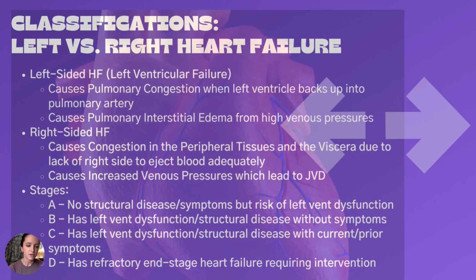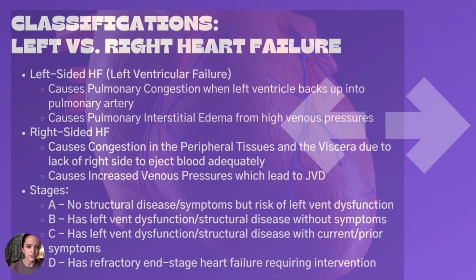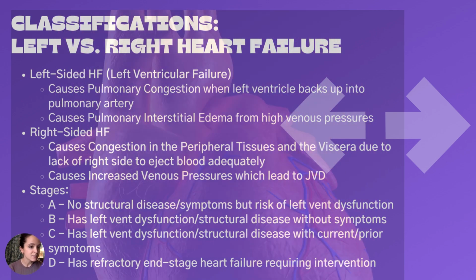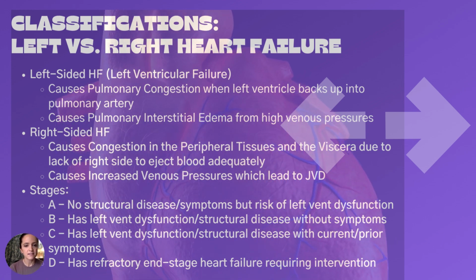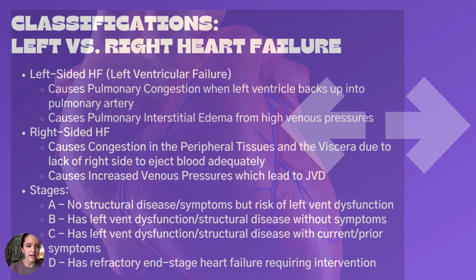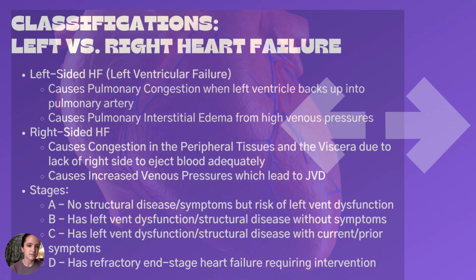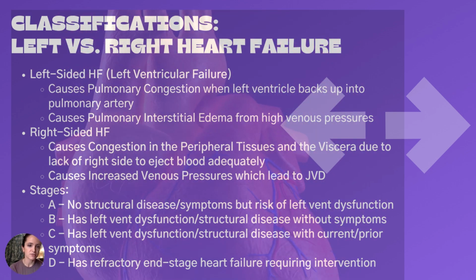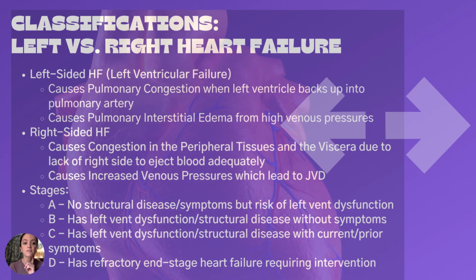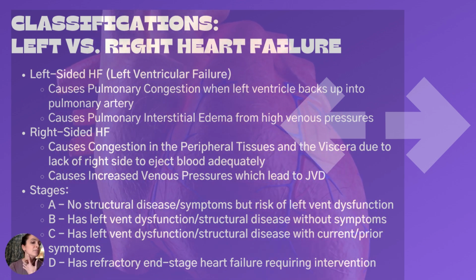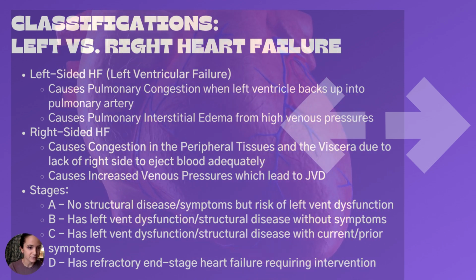Right-sided heart failure causes peripheral congestion, and this is when the patient's going to get more of those hepatomegaly symptoms, dependent edema symptoms, and this is from inadequate ejection of blood to the right side of the heart. This causes venous pressures to also increase, which can lead to jugular vein distension. So that's when we see someone's neck veins and they're bulging out. If you see they have very puffy neck veins, that can be an indication of heart failure.